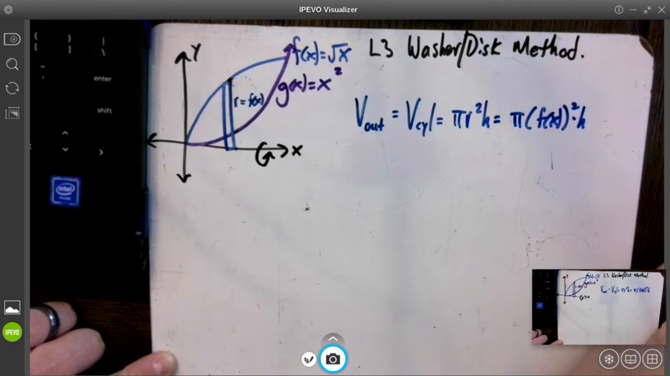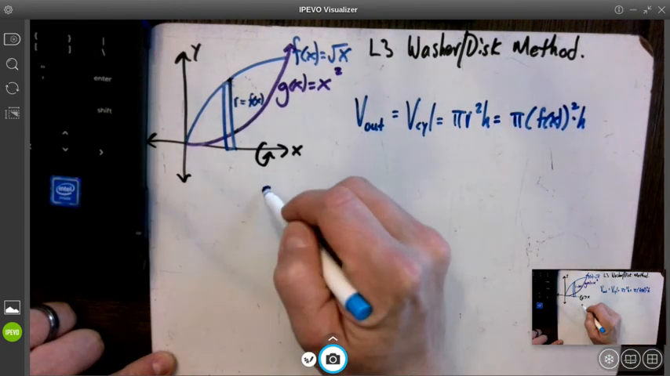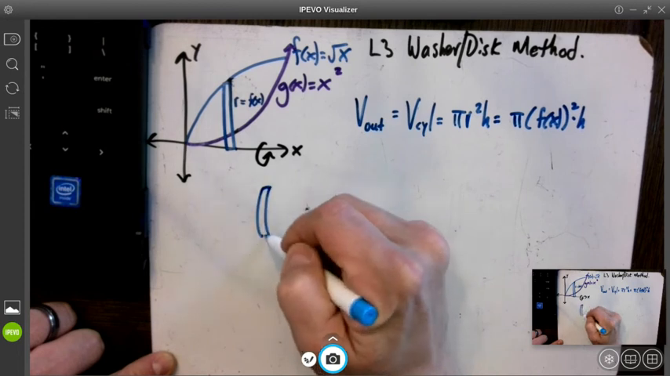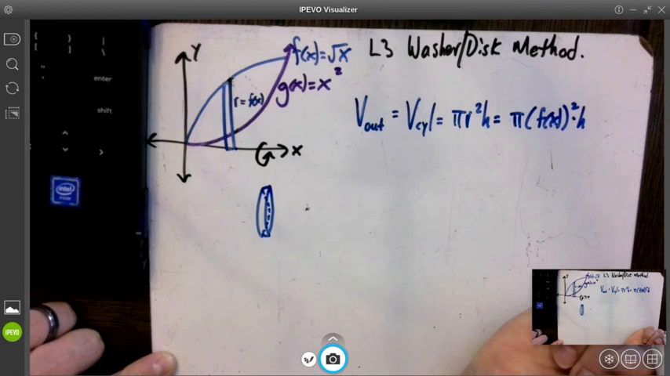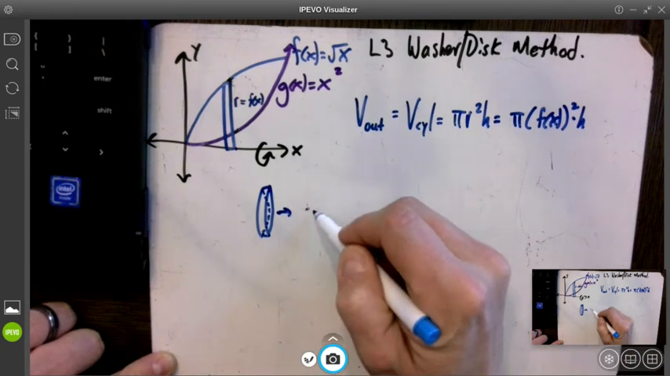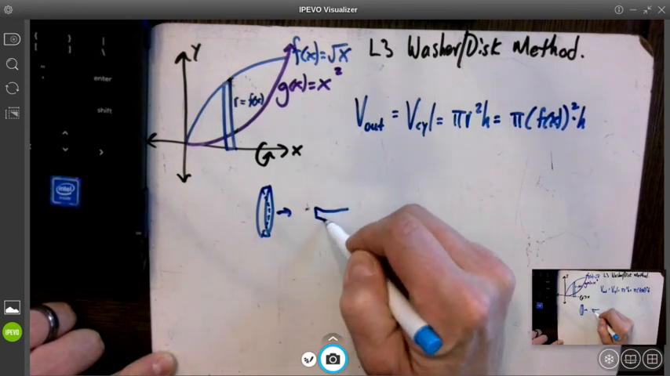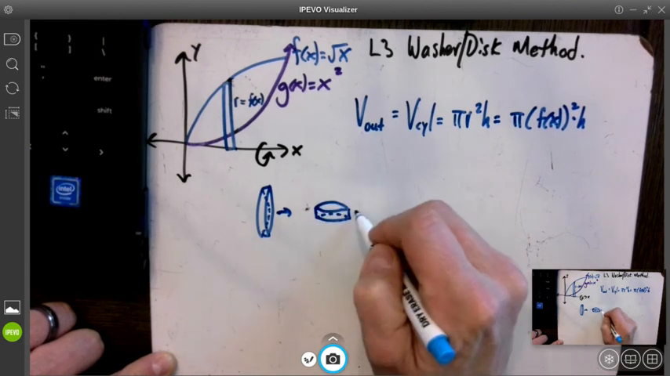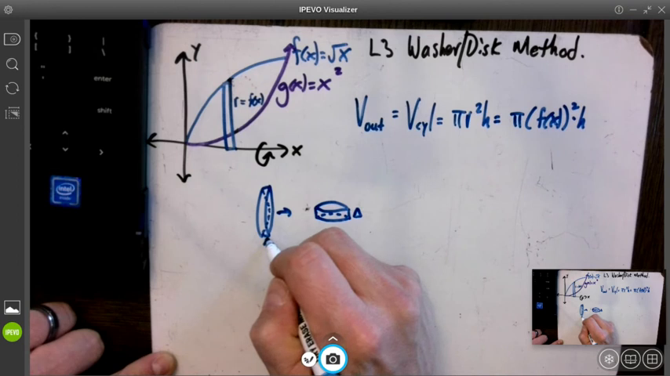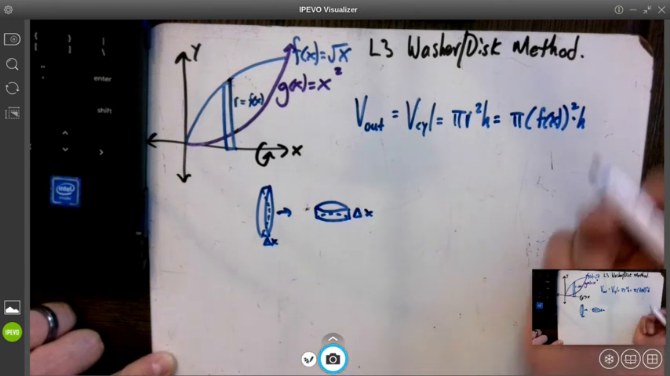Okay, now if I rotate this thing, again, I'm going to try to draw my best three-dimensional cylinder. And we're living right there. I'm going to turn that bad boy on its side. And we're living right here. And therefore, this piece is my delta x. It becomes the height of the cylinder.